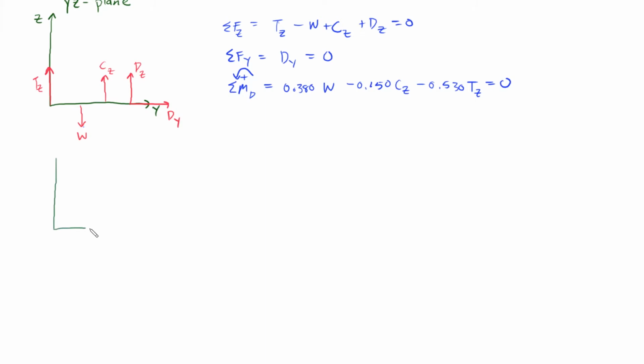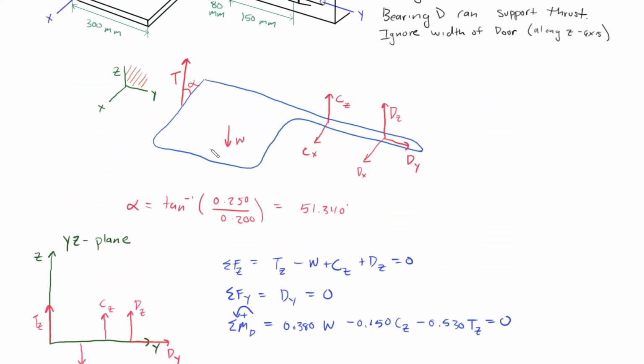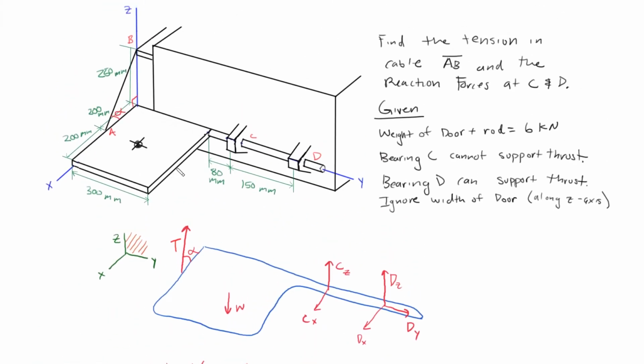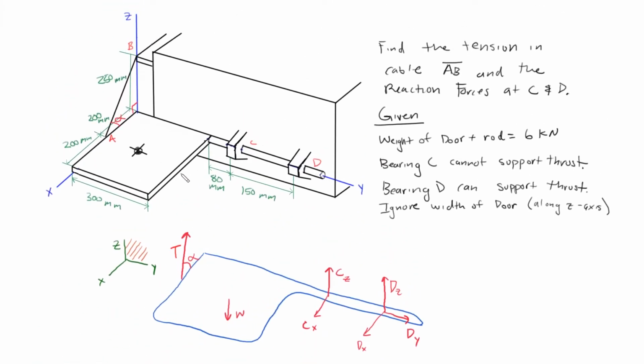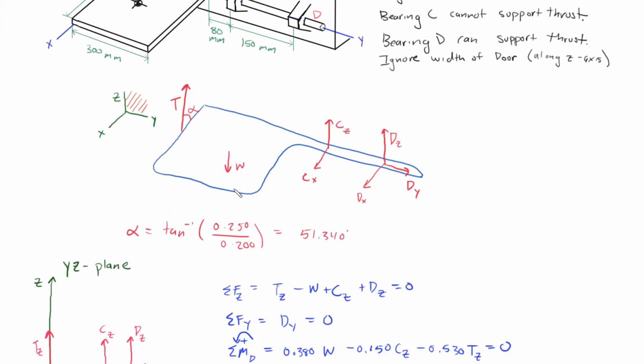XY plane, so it looks something like this. This will be X, this will be Y, and this will be the XY plane. And now we're going to project the vectors onto the XY plane. So the XY plane, imagine yourself taking a bird's eye view of this diagram and imagining what forces you would see on the diagram.